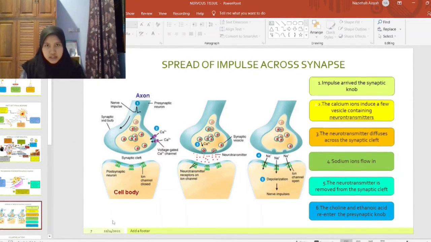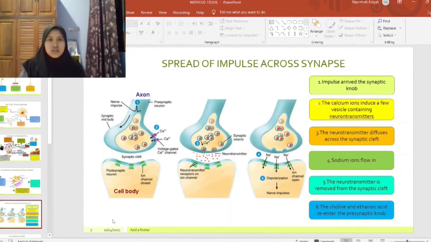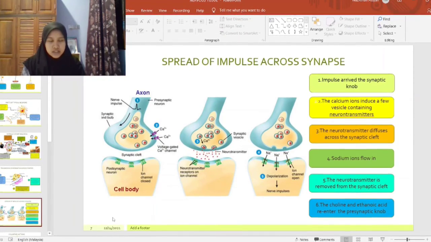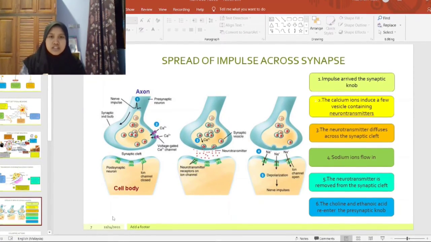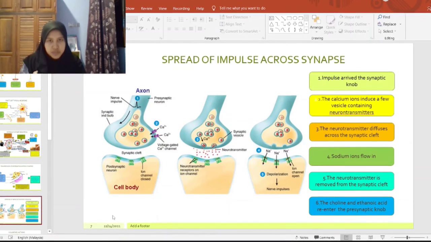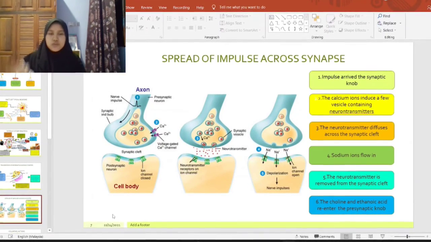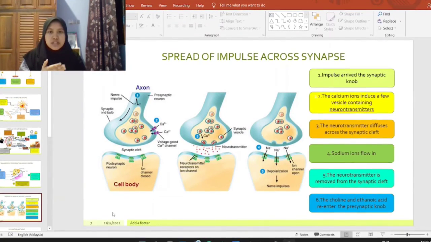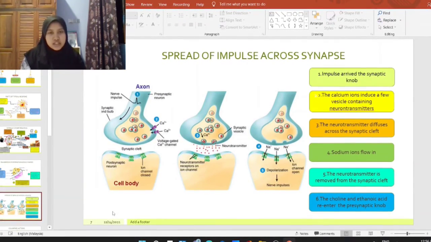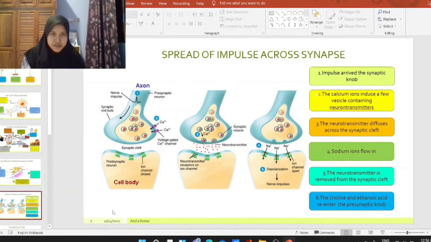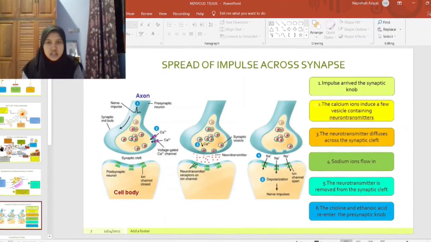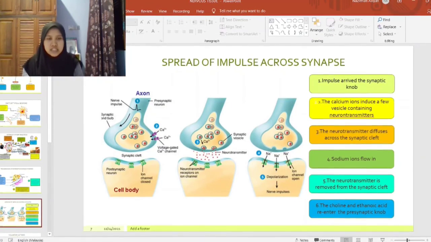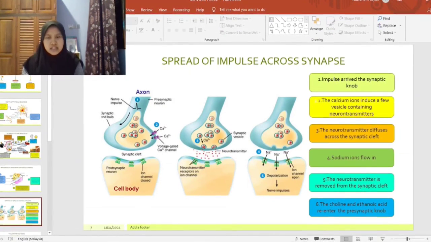Fourth step, when the neurotransmitter binds to the receptor, it causes the sodium ion channel to open. So sodium ions will flow in. The entry of sodium ions causes depolarization of the postsynaptic membrane. Next, the neurotransmitter is removed from the synaptic cleft by enzyme action.